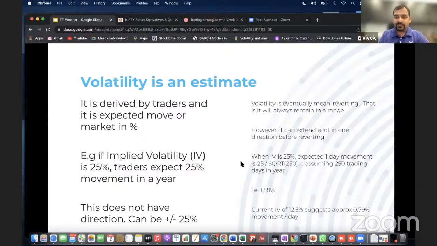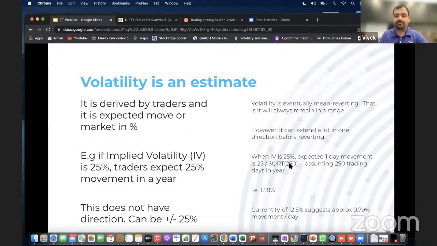Okay, so now let's see how to use this. If I use this 25% IV example: when IV is 25%, the expected 1-day move in the market is nothing but 25 divided by the square root of 250, because there are around 250 trading days in 1 year.